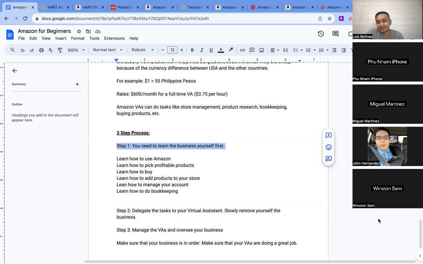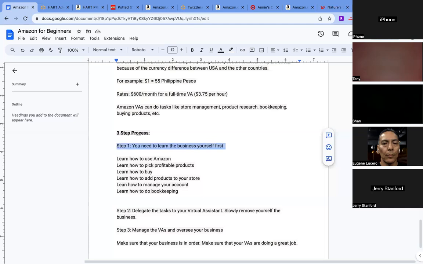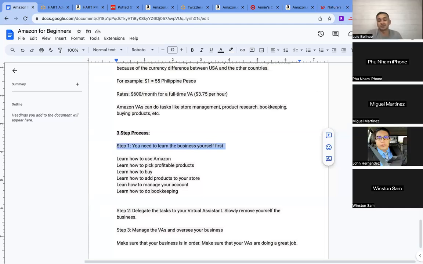Does that make sense, guys? It's not possible to delegate something that you don't understand or even do. So it's not gonna be congruent, it's not gonna work. So I tell people to understand the basics first, get some experience in. And then a few months down the line, when you feel comfortable with running your own business, you can slowly remove yourself from the business and hire virtual assistants, right?